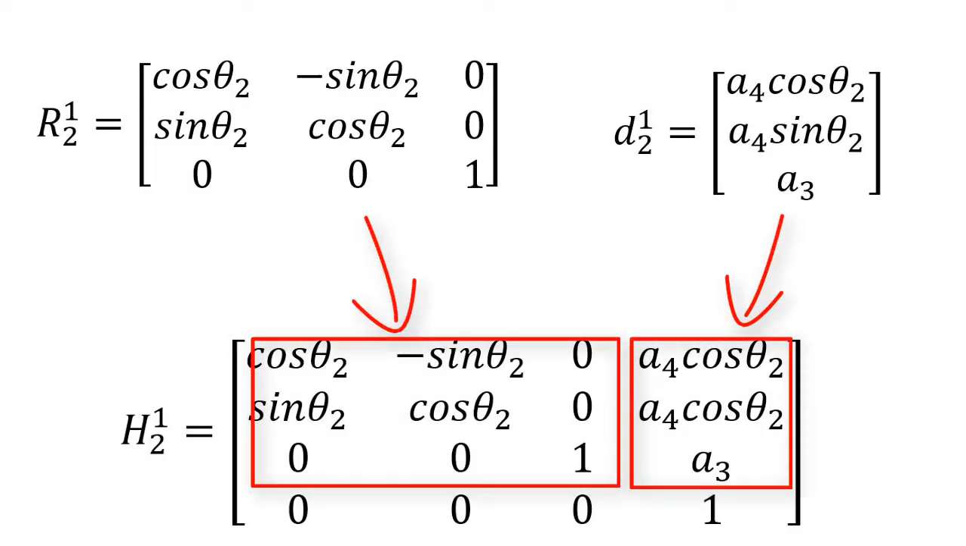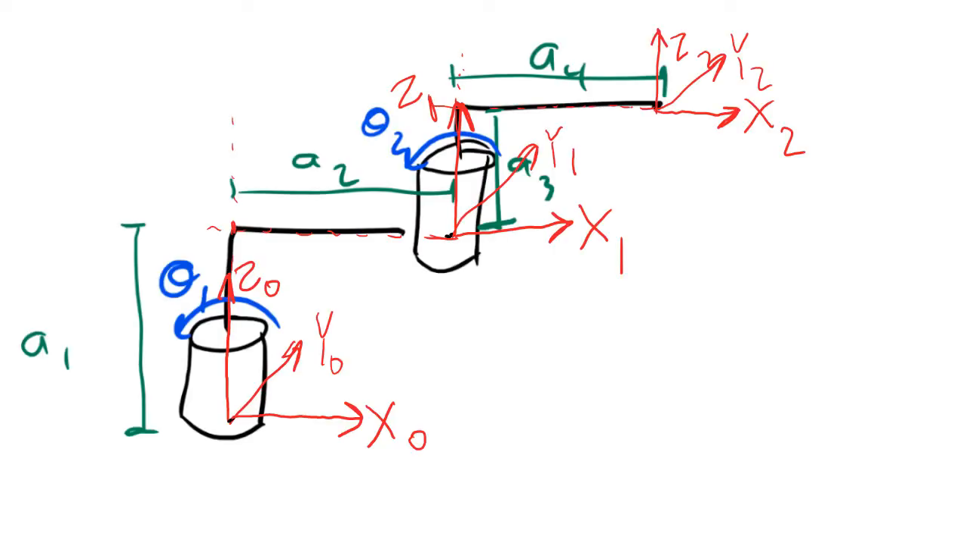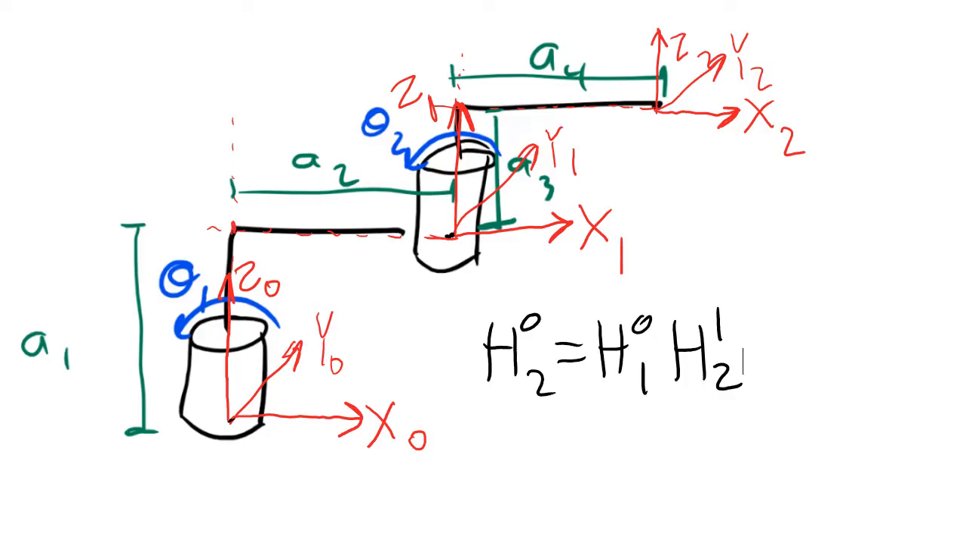So how does this help us? It turns out that we can string homogeneous transformation matrices together in the same way that we can string rotation matrices together. In other words, we could find H02 by multiplying together H01 times H12. Do you see why this is useful to us? Once we've found H02, we can break it apart into its rotation matrix part and its displacement vector part.